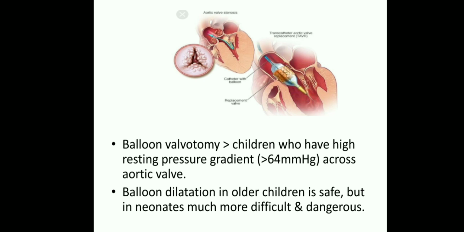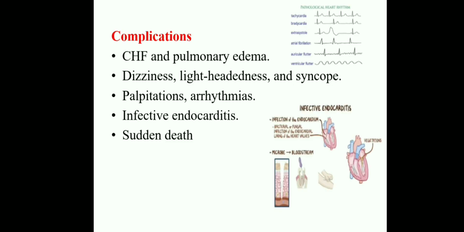Okay, this is about the surgical intervention of aortic stenosis. All of you clear? Balloon valvotomy and balloon dilatation are there. For whom are they doing balloon valvotomy? Those whose aortic pressure is above 64 mm of Hg; that time only they are doing the balloon valvotomy. If the child is a neonate, that time they are doing the balloon dilatation, but sometimes this procedure is difficult and dangerous. Okay, clear?